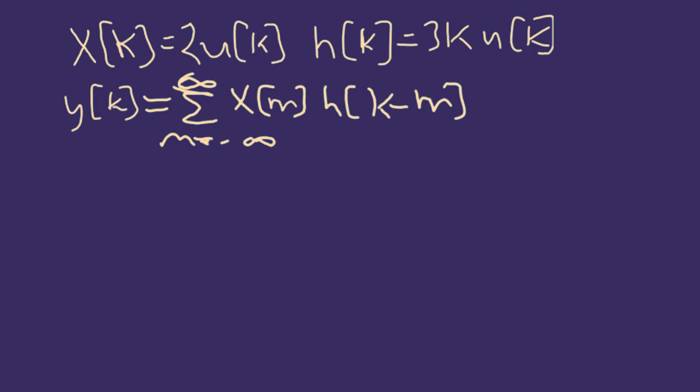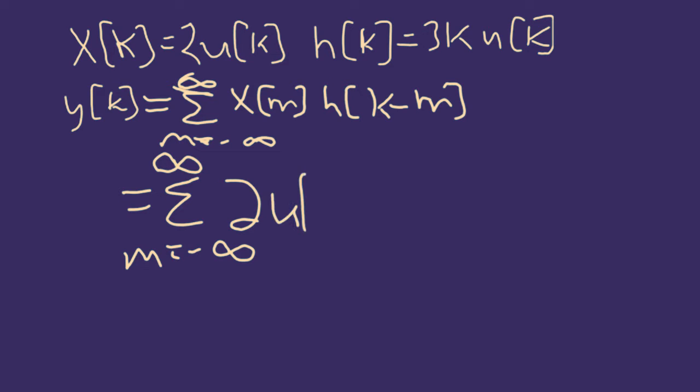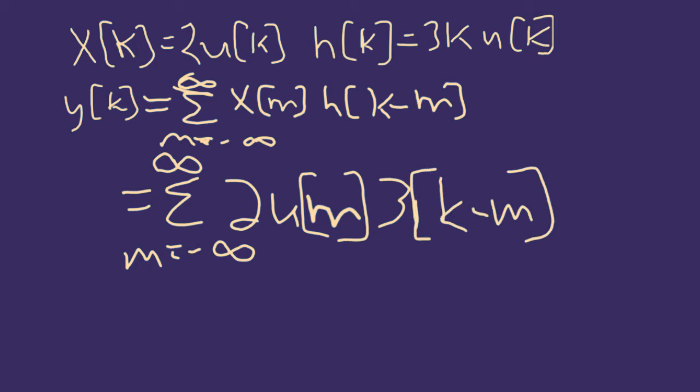We have the formulas x of k equals 2 u sub k and h of k equals 3k u sub k. We're going to be doing the convolution sum of that to get y sub k. And this is what you use for discrete convolution. So we have y sub k equals the summation from negative infinity to infinity of 2u sub m, because it's x of m, and 3k minus m u sub k minus m, because you always want to flip and then shift your h.